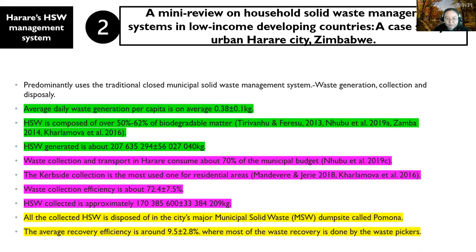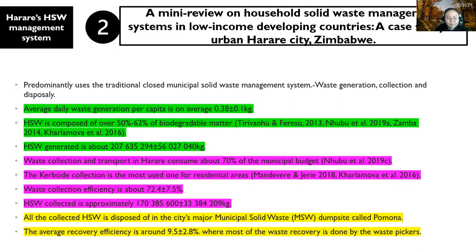And then we have this data, I have to make it clear that this data is from the data records from the municipality. When you check in literature, it varies quite much, because in literature they do say that waste collection efficiency is about 50% or less, depending on the area, where in low density areas you find that there is proper waste collection, but then in high density sometimes there is not even waste collection in some of the high density areas. So yeah, and then they collect about 170,000 tons of household solid waste annually, and all of the waste is disposed in the main dump site, which is Pomona, with the average recovery efficiency at 9.5.